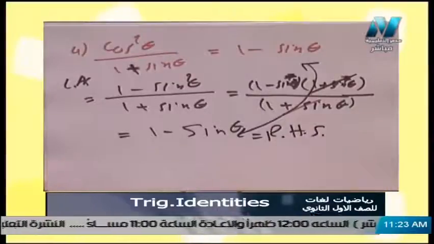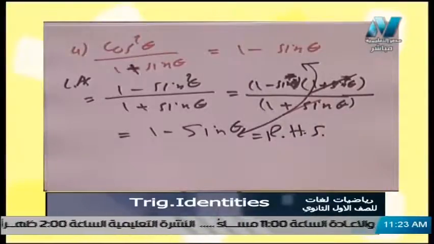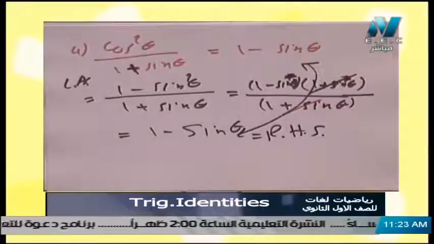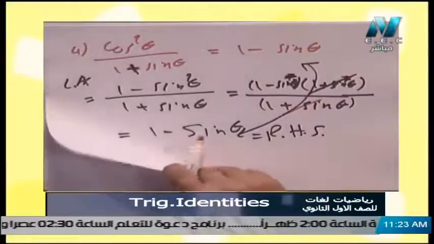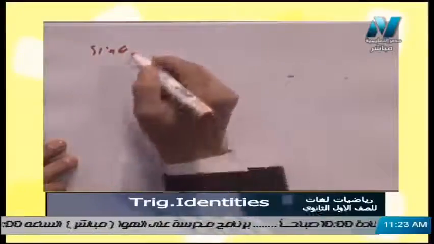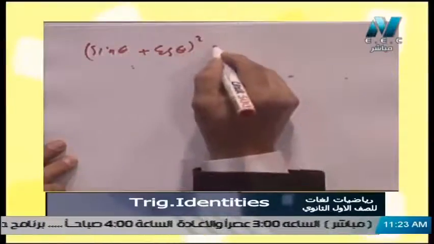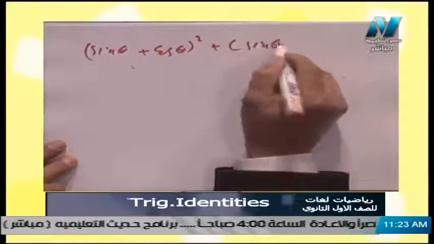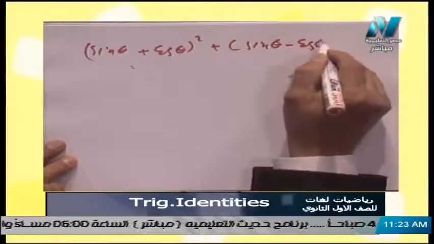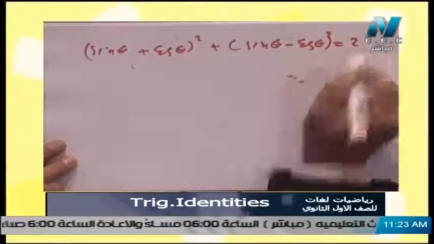And yes, we succeeded to prove that the left hand side equals the right hand side. Let's move quickly to another example here. Prove that sine theta plus cosine theta power 2 plus sine theta minus cosine theta all power 2 equals 2.